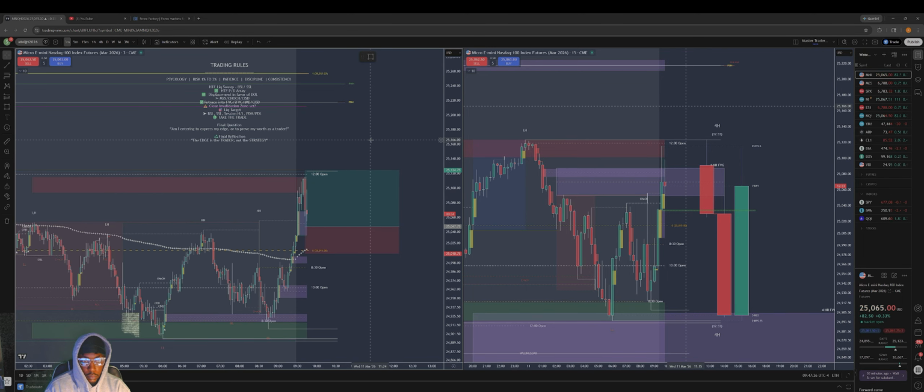I'm going to go into my mindset while I'm taking a trade. So from this trade, I'm already looking at one.